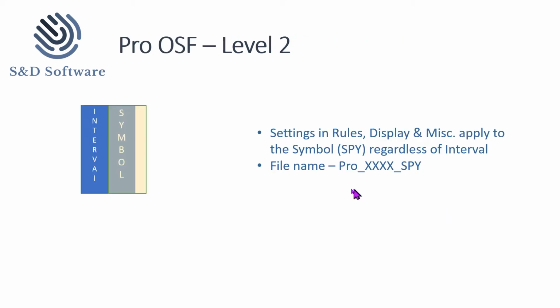Level 2 is applying just to the symbol, regardless of the interval. So in this case, any symbol that matches the symbol chosen for that rules or display or miscellaneous file will receive these settings. The file structure for that is Pro underscore, the type of file, underscore, and then the name of the symbol, in this case SPY.